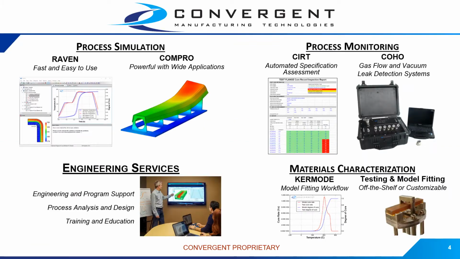So an introduction to Convergent. Convergent Manufacturing Technologies, our main office is located here in Vancouver, British Columbia. We have two offices here, and we do a whole suite of products and services related to manufacturing of composites materials. So we have Raven, which is our standalone, fast and easy to use solver. This is a very useful tool.